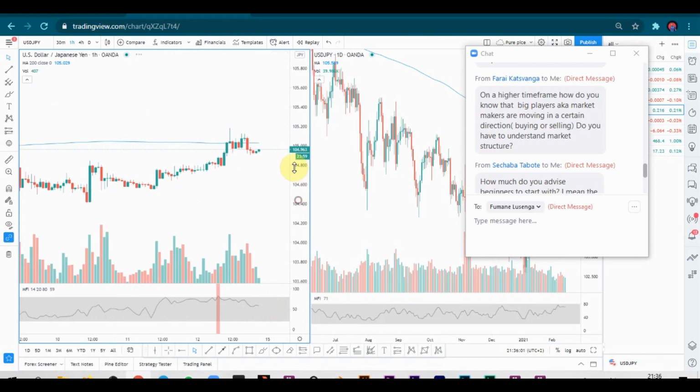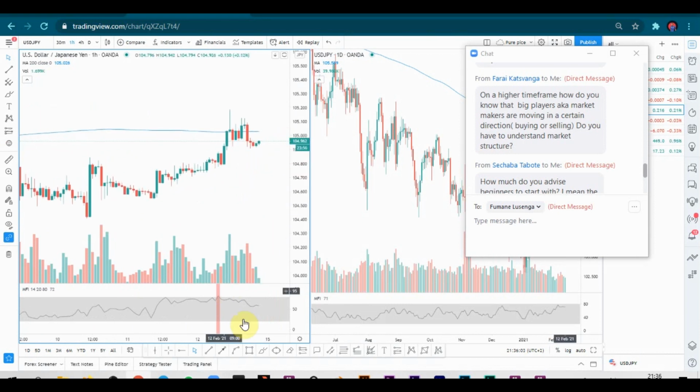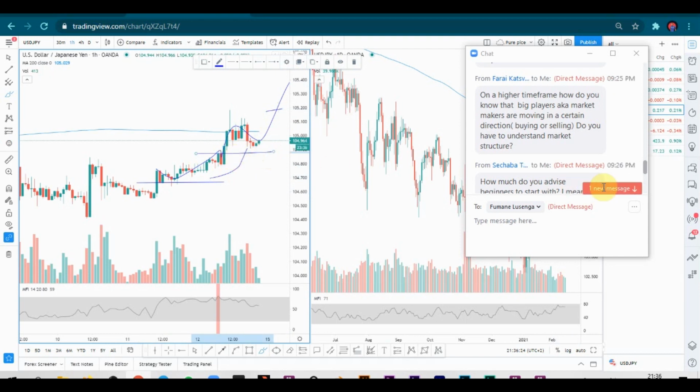Trailing profits is about figuring out the same market structure. Let's say you're buying here, and then the market is bouncing back, going up, bouncing again, going up, bouncing again. Then let's say it goes up. When the market is here, then take your stop loss and put it where? Below this previous structure. It's all about identifying the lows and the highs.